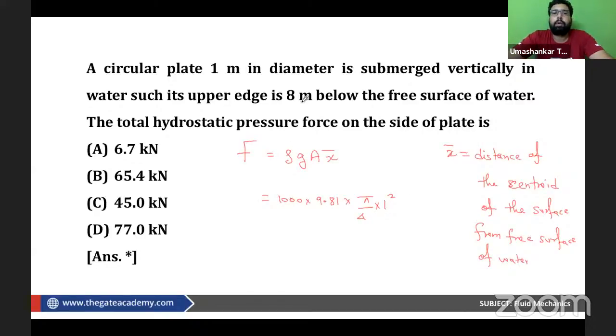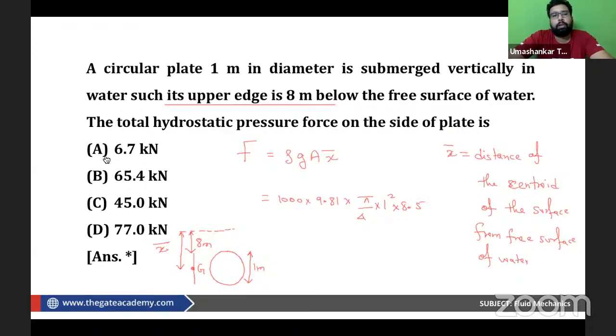So what is given to us? Circular plate. So it is basically in water, such that the upper edge is 8 meter below. So it is somewhat like this. Let's say this is your plate. So its top edge is 8 meter below the surface of the water. So this is 8 meter and the diameter is 1 meter. So where will the centroid be located? Centroid will be exactly at the geometrical center. So this is your G and this is your x bar. So obviously your x bar, very good, Shreya, x bar is going to be 8 plus 0.5, that is 8.5.